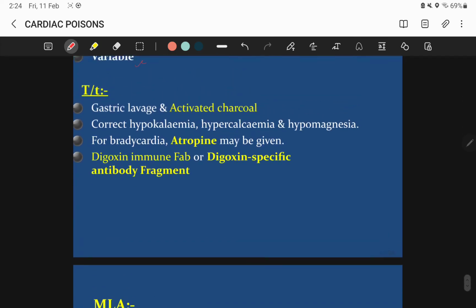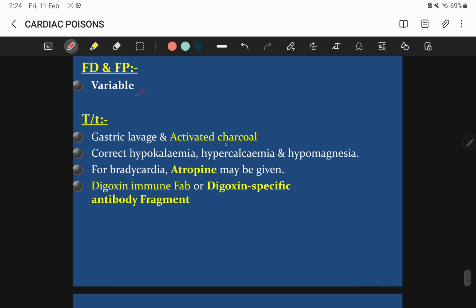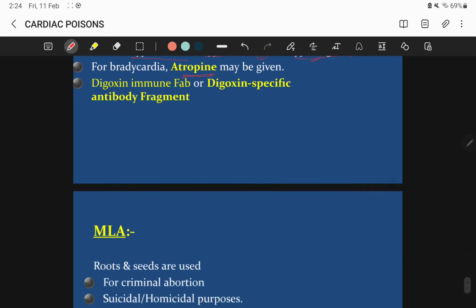So how do we treat it? We can treat it by gastric lavage and activated charcoal, and tannic acid also, as we have already studied. And then we have to correct the hypokalemia, hypercalcemia, and hypomagnesemia. Hyper is for calcium, the others are hypo: kalemia means potassium, and magnesemia means magnesium. For bradycardia, atropine can be used in oleander poisoning. And then digoxin immune Fab, or digoxin specific antibody fragments, can also be given.